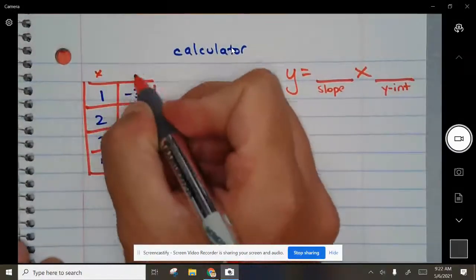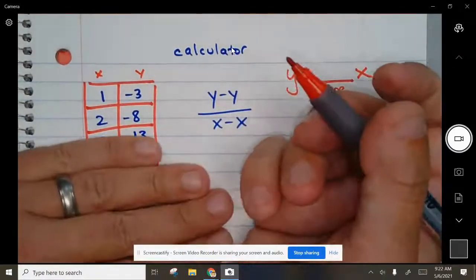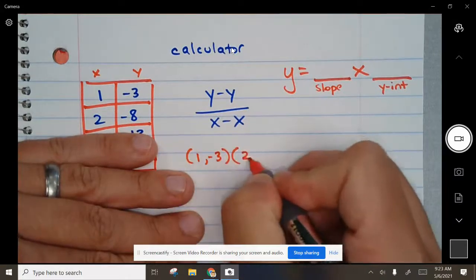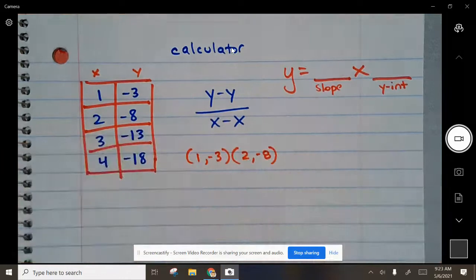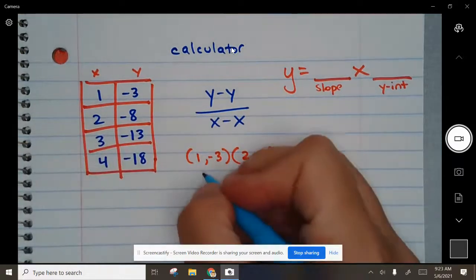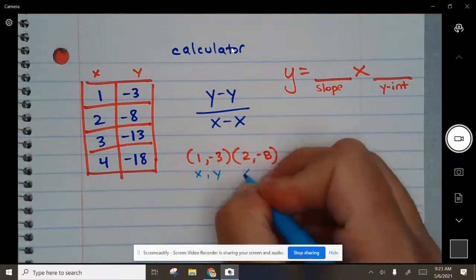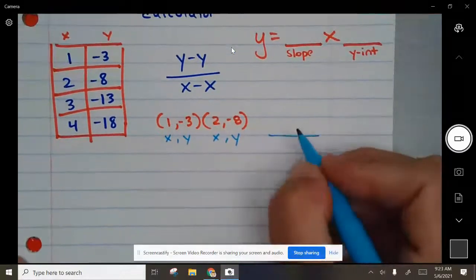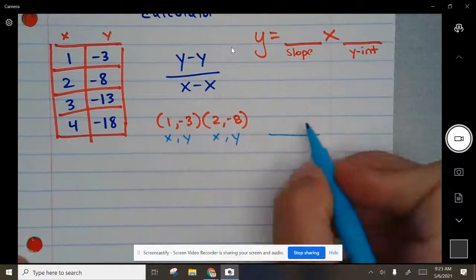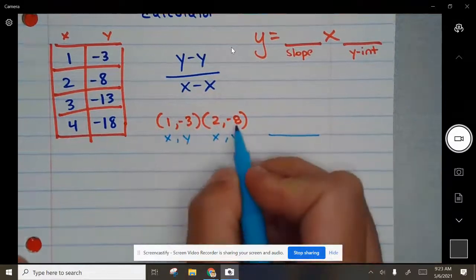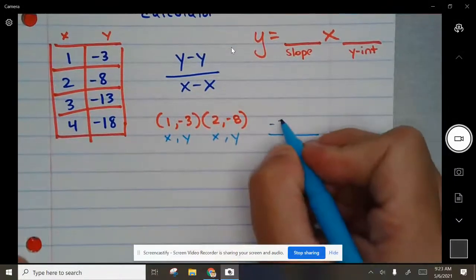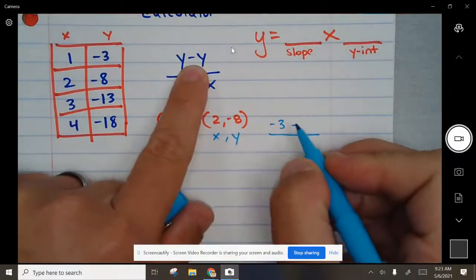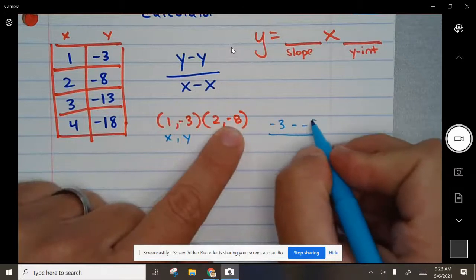Well, if it's too hard to look at it this way, take 2 points and write them out. 1, negative 3, 2, negative 8. And now let's plug them in. Y minus y. Y minus y. So here's the key. They're both negatives. This is going to get tricky. Y minus, that's part of your formula. What's the other y? Negative 8.